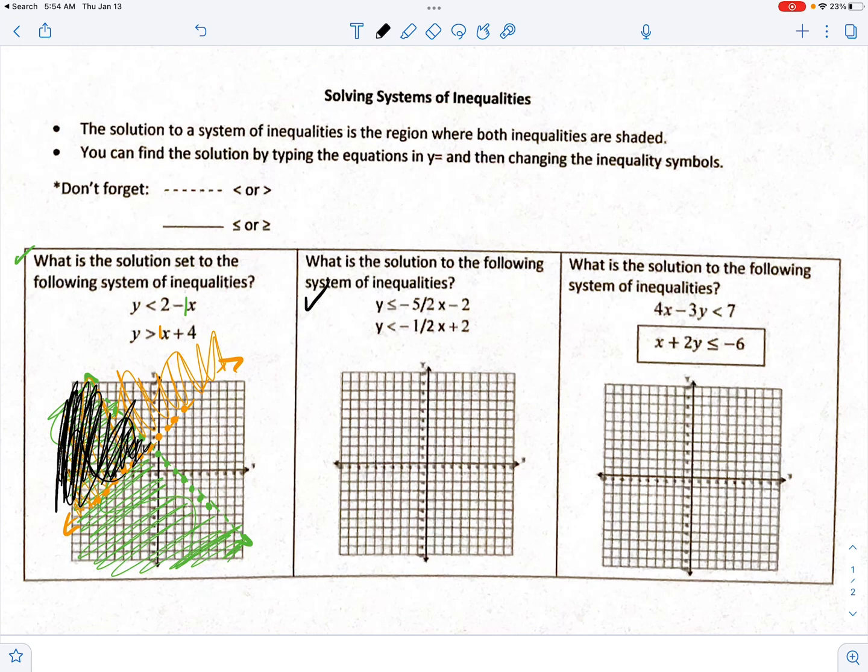All right. Let's say we have y is less than or equal to -5 over 2x minus 2. So with this, we start at -2. And we're going to go down 5, right 2. Or we can go up 5, left 2. And don't forget that this is going to be a solid line because of the equal to part. So something like that. Because it's less than or equal to, we're going to shade below.